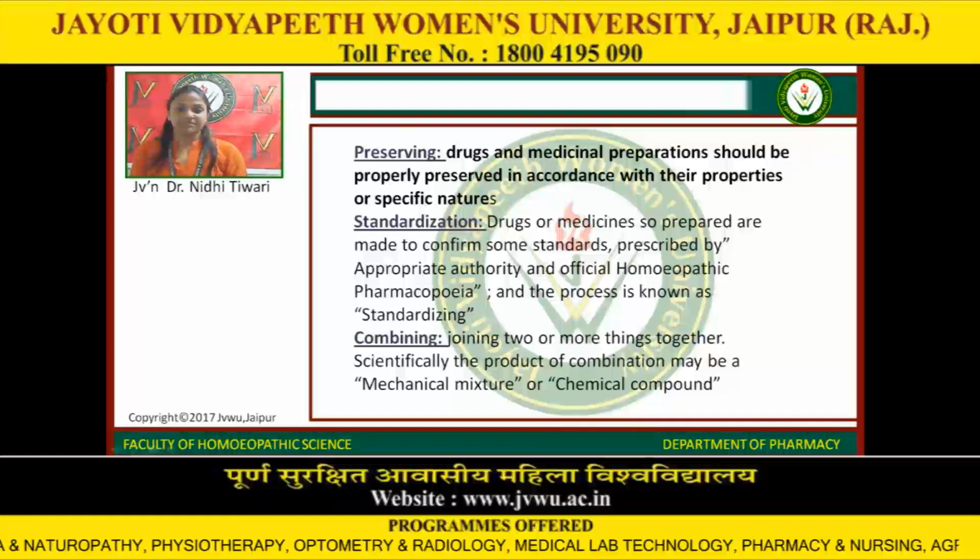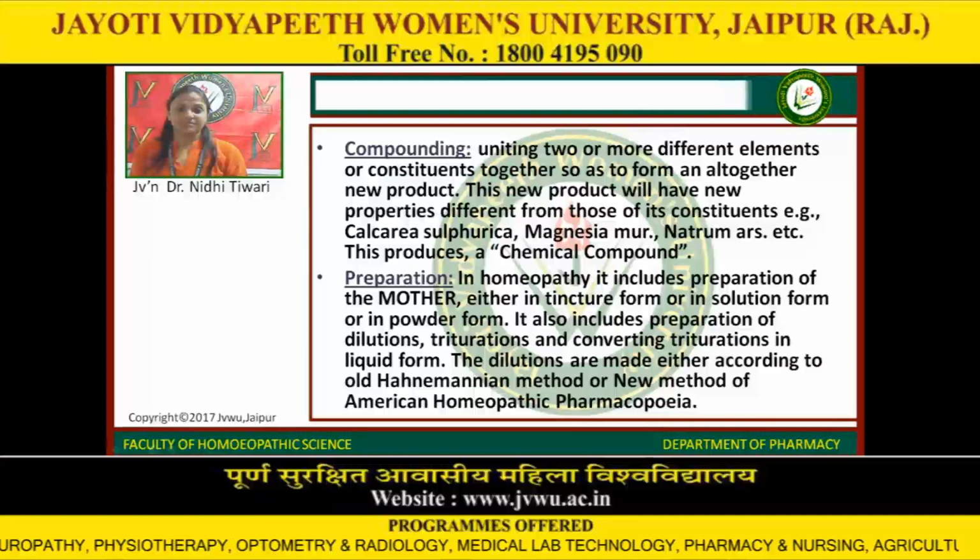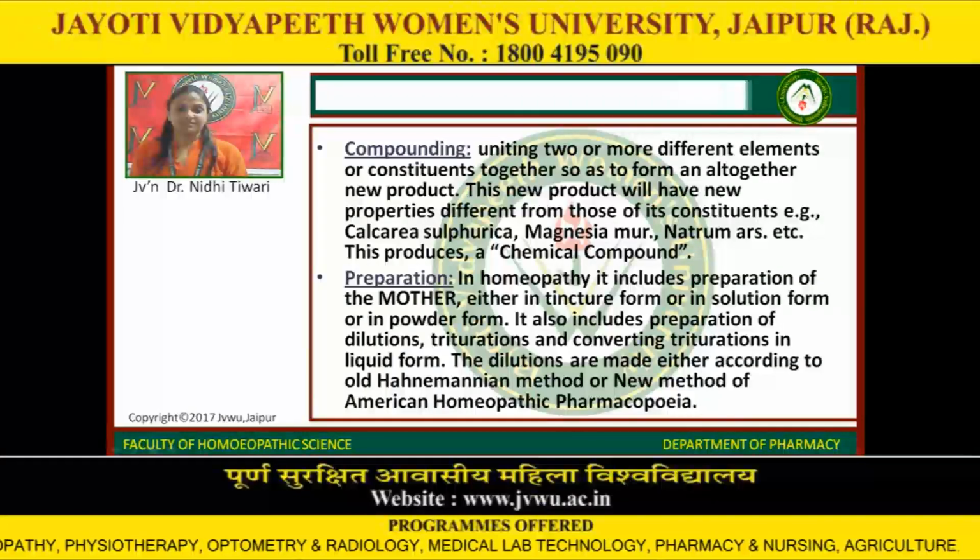Combining: joining two or more things together. Scientifically, the product of combination may be a mechanical mixture or chemical compound. Compounding: uniting two or more different elements or constituents together so as to form an altogether new product. This new product will have new properties different from those of its constituents. Example: calcarea sulfurica, magnesium muriatica, natrum ars, etc. This produces a chemical compound.